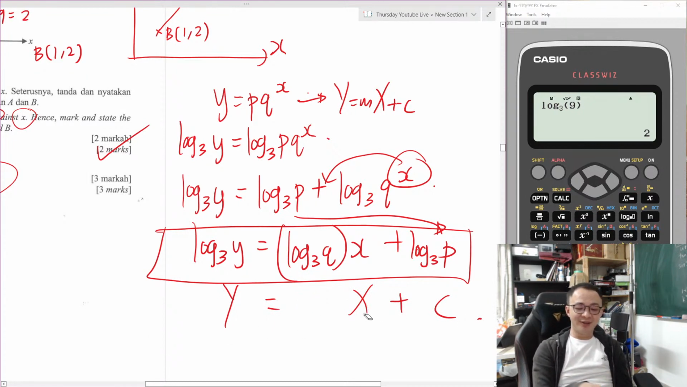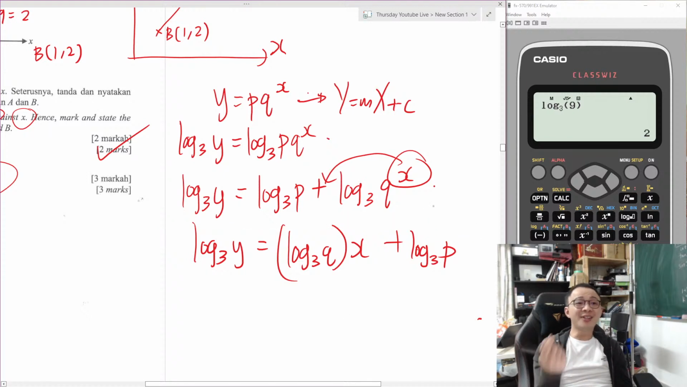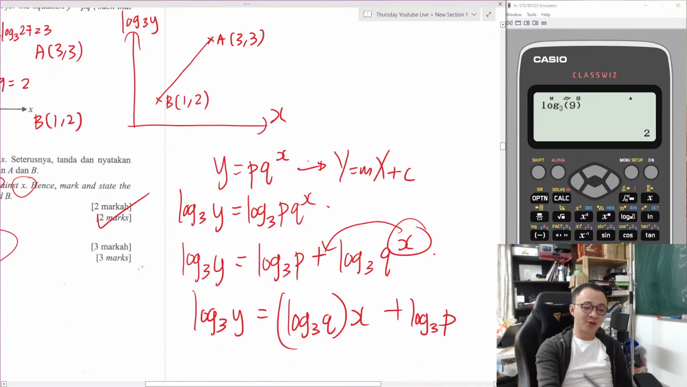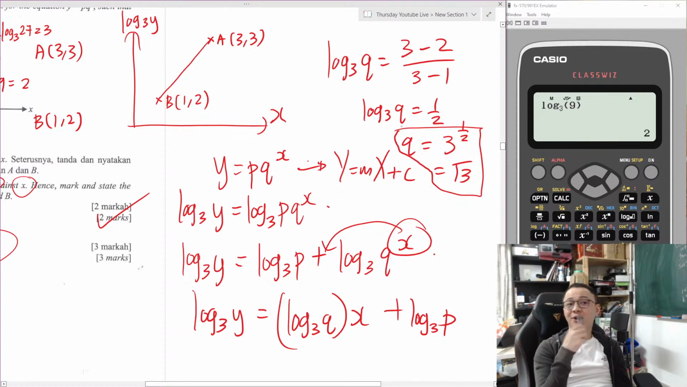So after I have done this, I understand log 3 Q is my gradient. If I know log 3 Q is my gradient, is it hard to get a gradient here? No, right? All of you are very good at gradient for a straight line. So log 3 Q is the gradient. So it's y minus y over x minus x. Therefore it is 1 over 2. So log 3 Q equals 1 over 2. Q is 3 power 1 over 2, so it's square root 3. Done. This is the Q answer: square root 3.